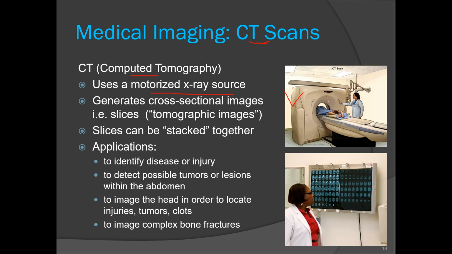After the completion of one rotation, the bed will move forward for taking the next image, and that image is known as a slice, also known as a tomographic image. Here we will get a number of slices. Now these slices can be stacked together to create a 3D image of the patient. For example, you can create the 3D image of the brain of the patient.